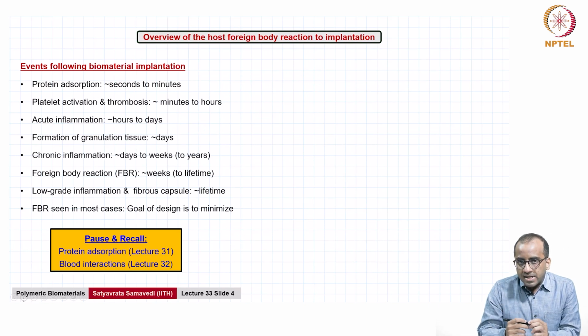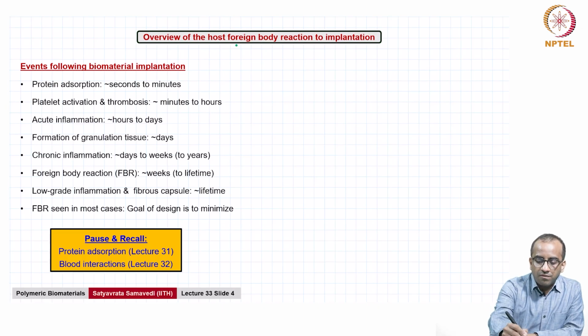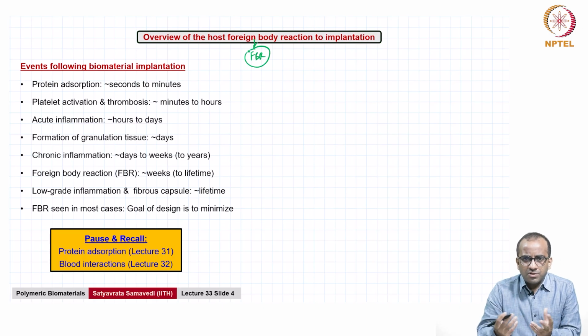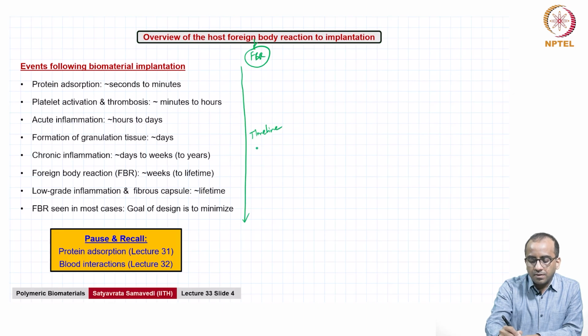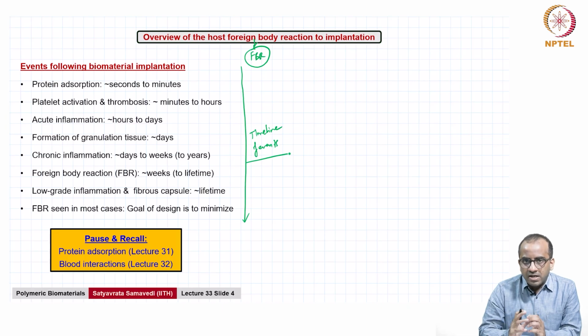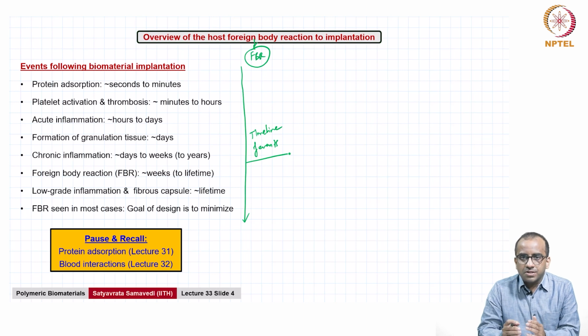Now, let's first take a look at an overview of the foreign body response or foreign body reaction to implantation. So, this foreign body reaction is called FBR. The R could also stand for response. Some textbooks will use response instead of reaction. They both mean the same thing. So, here is a snapshot of the timeline of events following biomaterial implantation. And in an earlier lecture also, I pointed out that it's good to think about this as a temporal sequence of events, so that you get a good idea of how the different pieces fit together in the broader scheme of things.